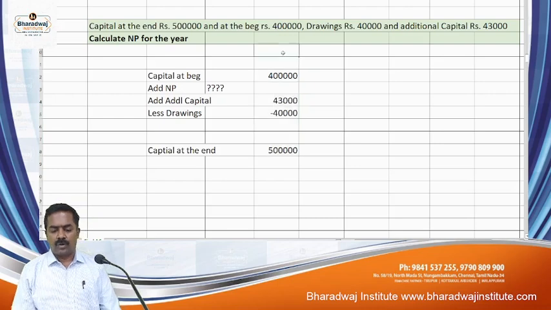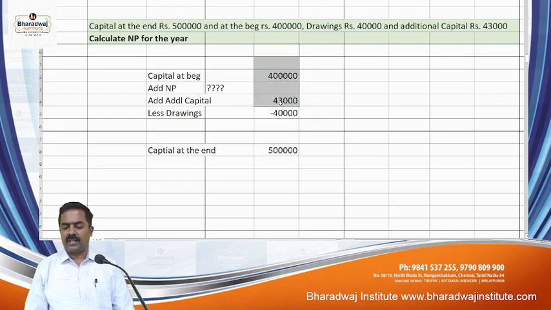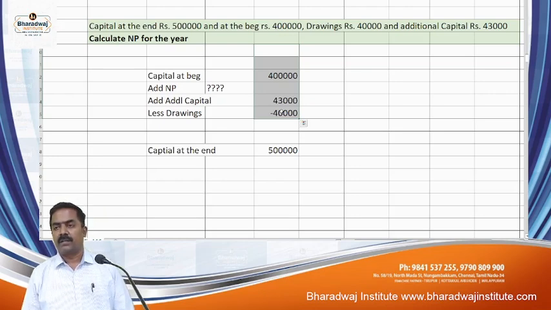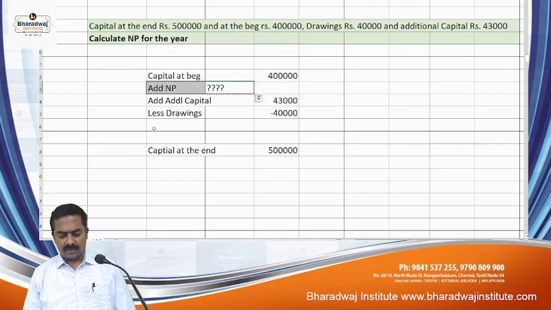Simple. 4 lakhs plus 43,000 minus 40,000. 4 lakh plus 43,000 minus 40,000. How much do you get? 4 lakh 3,000.